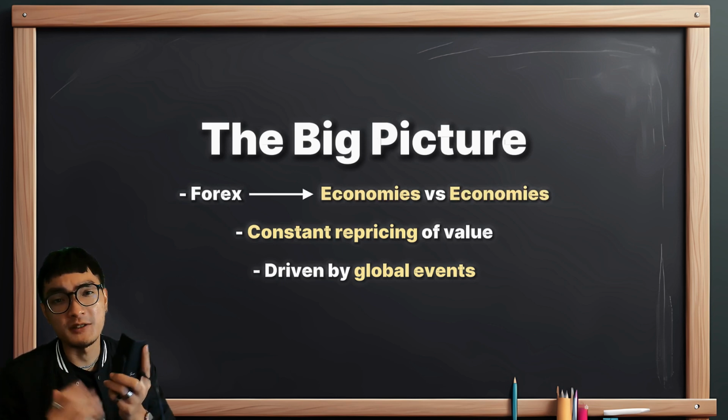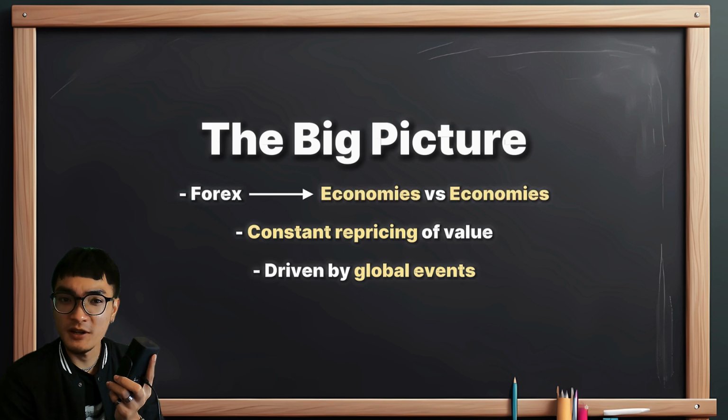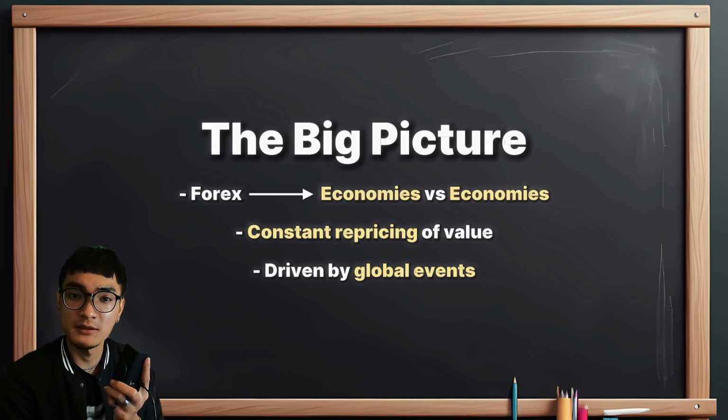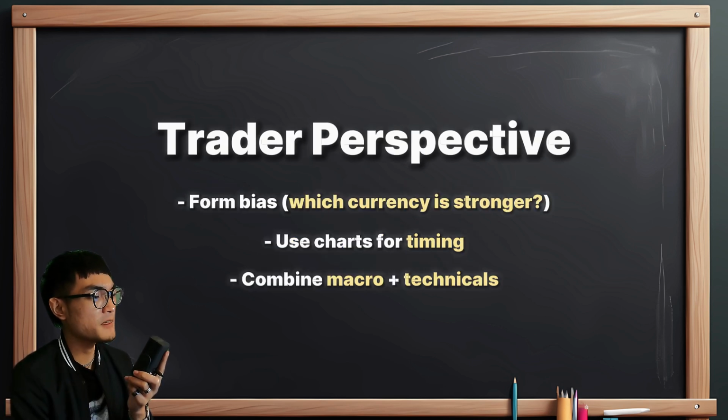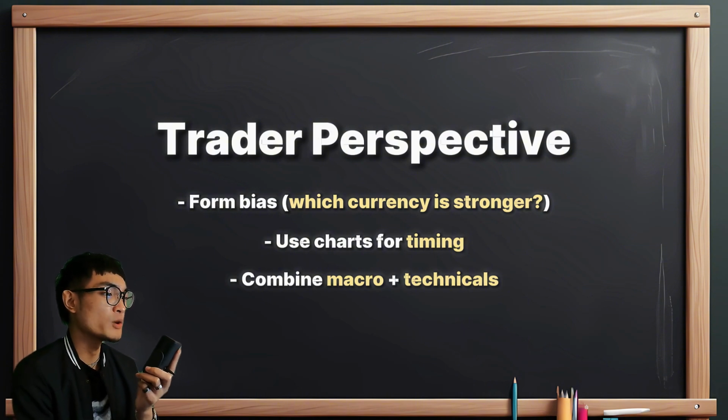This is why Forex can feel random at first. But it's not random, it's just very complex. And once you simplify it, everything comes back to one core idea. Which currency is stronger right now and which one is weaker?